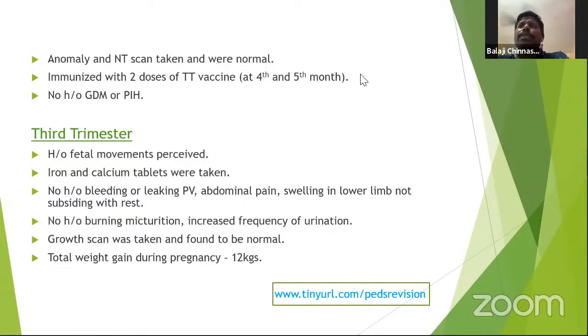And rarely, suppose the child has muscular problems, like spinal muscular atrophy, then they are prone to decreased movements. So quickening is about that. And then you have the anomaly scan, quickening, then complications related to pregnancy, GDM and PAH, then immunization with TT vaccine, then the liquor. How about oligohydramnios and polyhydramnios?